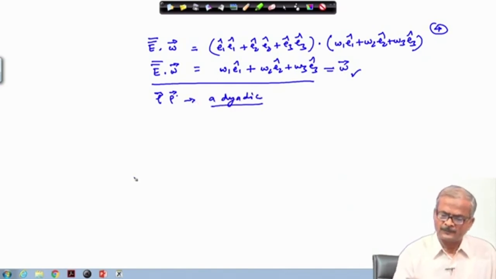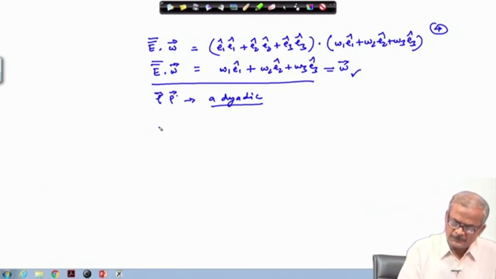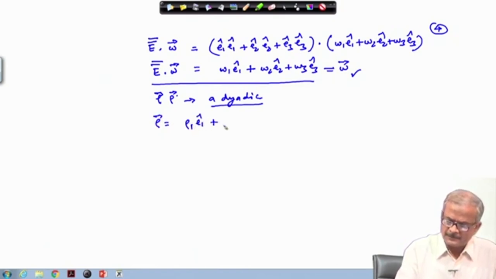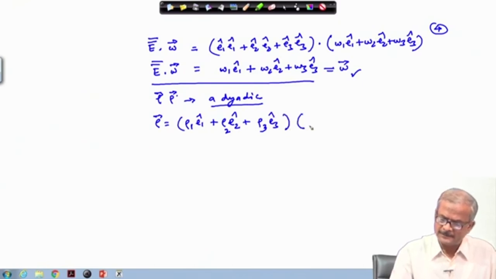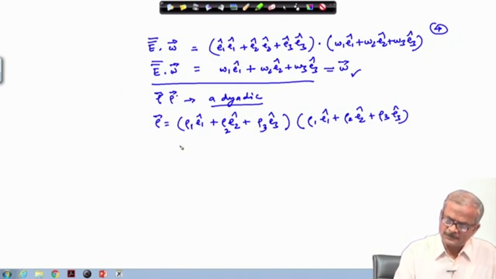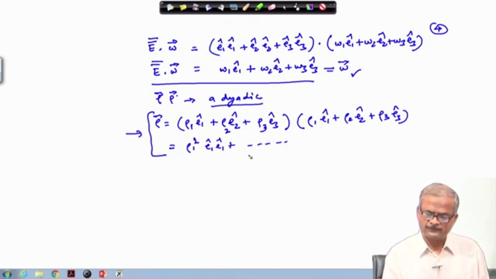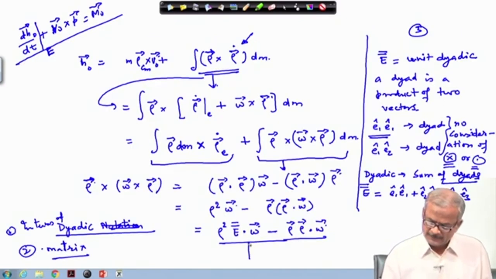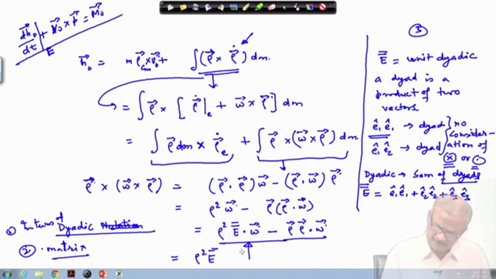Now, going back to this equation, this equation can be written as rho square E double bar minus rho rho dot omega. So, what we get there? Rho square E double bar dot omega, and this we are integrating over d m. This omega does not depend on the mass, this is not over the mass. This is the rotation rate of the frame which is fixed in the body.